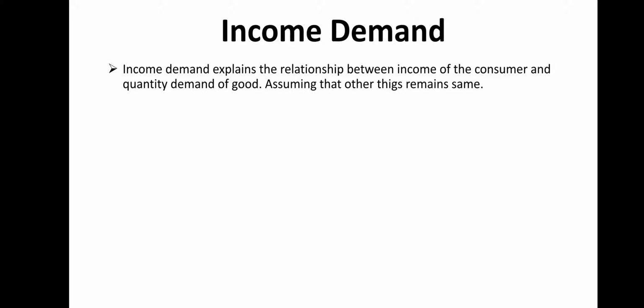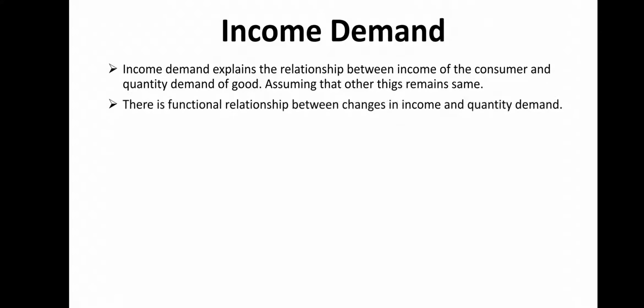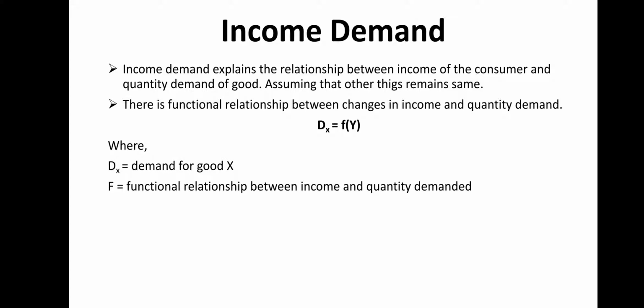factors should be constant. When income of the consumer increases, demand for normal goods increases and superior good also increases. When income of the consumer decreases, demand for normal goods or superior good decreases and inferior good demand increases. So there is a functional relationship between change in income and quantity demanded. So we can show it like Dx equals f(Y), whereas Dx stands for demand for X commodity, f stands for functional relationship, and Y stands for income of the consumer.